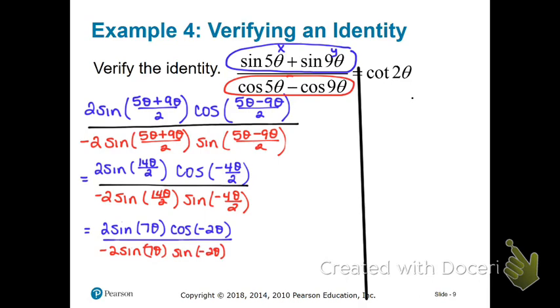What can we do now? Eliminate the 2 sine, or the sine 7. Yeah, we got a sine of 7 theta on top and bottom. Remember, these are all being multiplied. And y'all may have already done the next one. I didn't do it till I got here, but my 2 on top and bottom will cancel as well, right? So it looks like I have a negative cosine of negative 2 theta over sine of negative 2 theta.